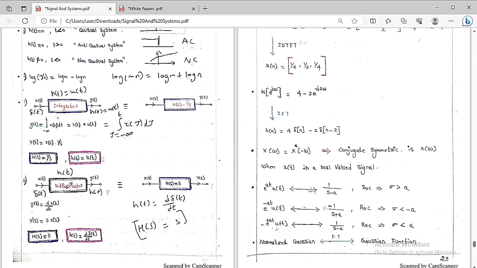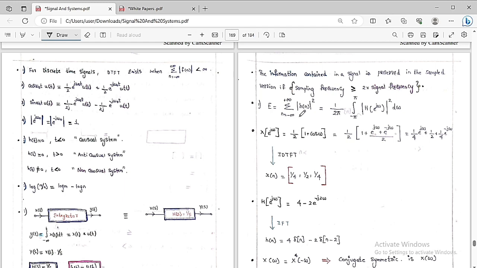Very simple, right? In the case of the integrator, if the input is delta of t and the output is h of t, it is the integration of the input. H of t is equal to the integration of delta of t, which is u of t. In the case of the differentiator, if the input is delta of t, the output is h of t, h of t is equal to d by dt of delta of t. So finally, I can say for the integrator, the impulse response is the unit step signal, and for the differentiator, the impulse response is the derivative of the impulse signal. So these things you always have to keep in mind.